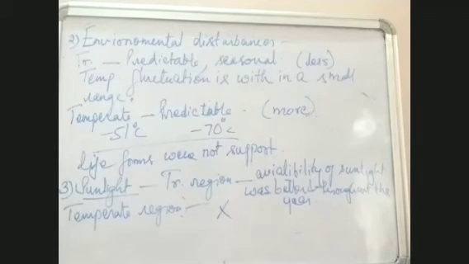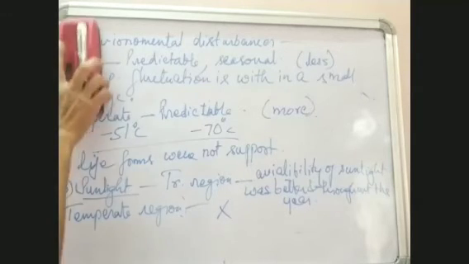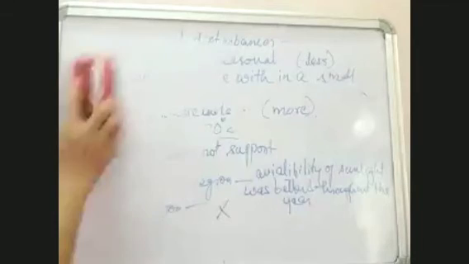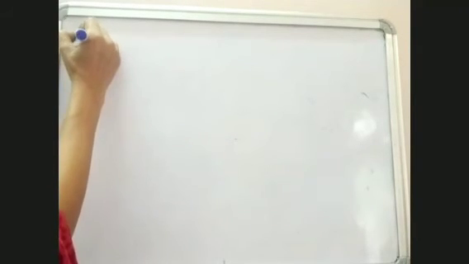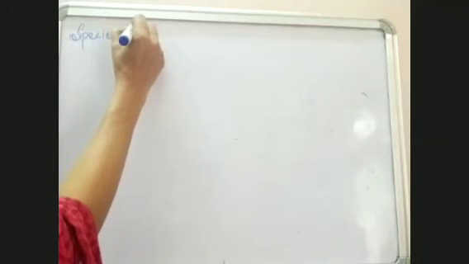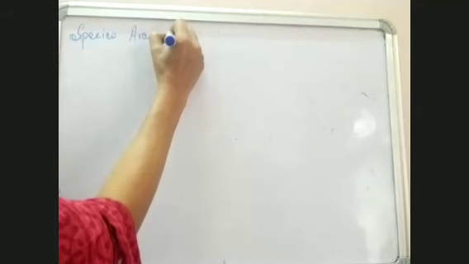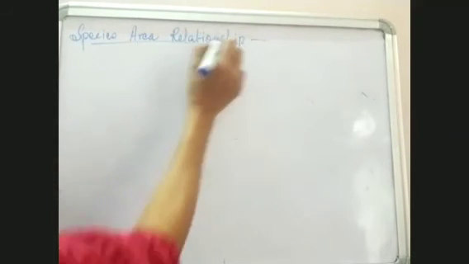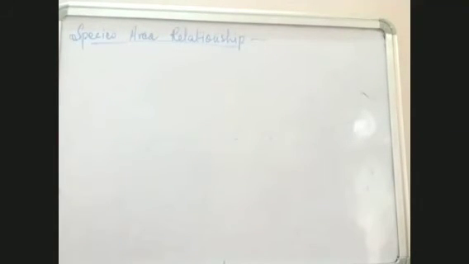The second point, which I'll consider now, is the species area relationship. What is the relation between the presence of species in a certain area?